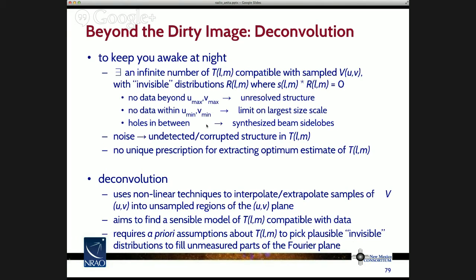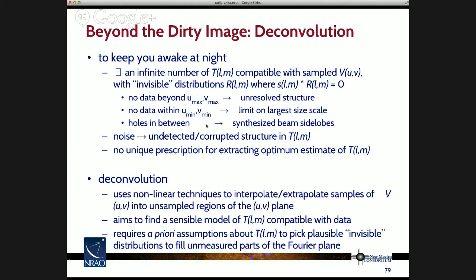Right, going beyond the dirty image. All right, so if all those imaging parameters didn't scare you enough, then here's something else to keep you awake at night. There are, in fact, an infinite number of sky brightness distributions that are compatible with the samples you've made of the visibility function. Because you can invent invisible distributions where the point spread function convolves with the invisible distribution to 0. So let's think about what that means.